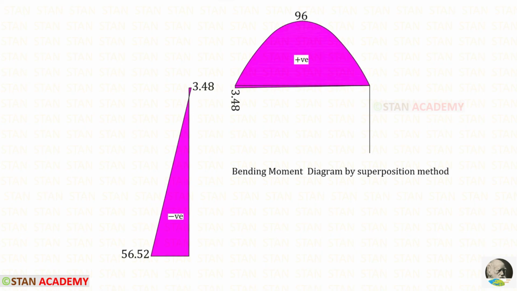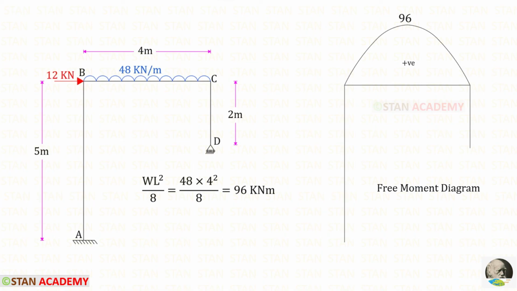Alternatively, we can draw the bending moment diagram by the superposition method. Let us see how to draw this. First, using the loads, we have to draw the free moment diagram. In the columns AB and CD, there are no loads, so there will be no moment. We should not consider the nodal point load, so only one is remaining, the UDL.